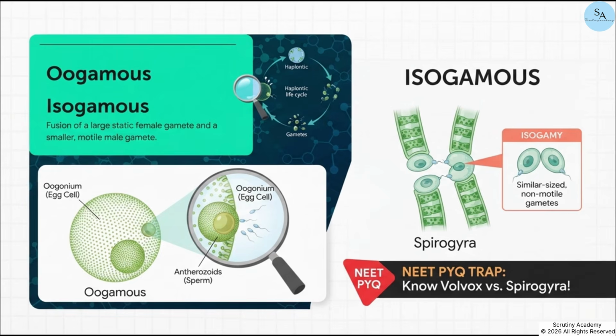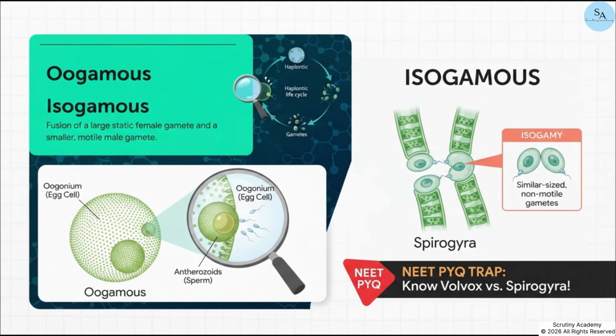Now, for reproduction, you absolutely cannot afford to mix up these terms. You need the exact NCERT definitions here. Isogamous means the gametes are similar in size. Think of Spirogyra, which has non-motile but similar-sized gametes. Anisogamous means they're dissimilar in size. And oogamous involves one large static female gamete and a much smaller motile male gamete.